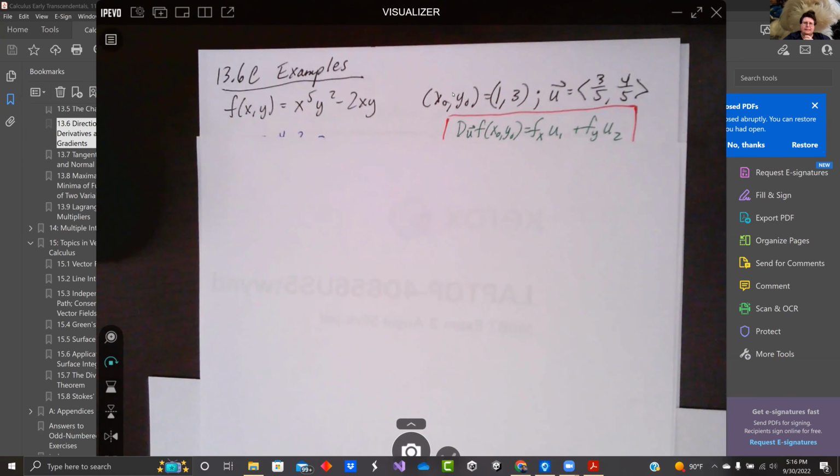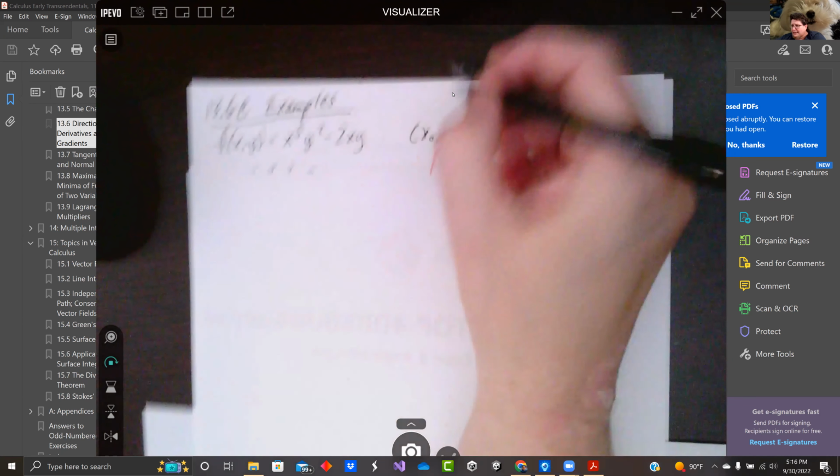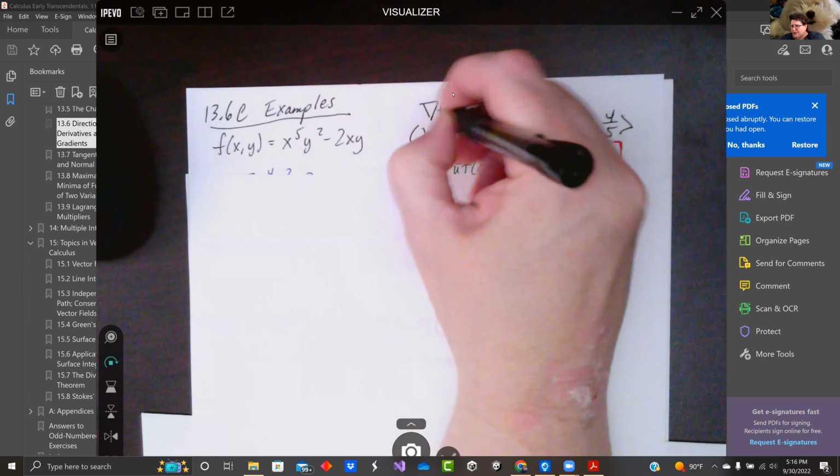This is 13.6. We're doing directional derivatives in Calculus 3. We're going to look at examples, and we were showing the directional derivative is the partial of f with respect to x times u1 plus the partial of f with respect to y times u2. As a reminder, that is the gradient of f dotted with u.